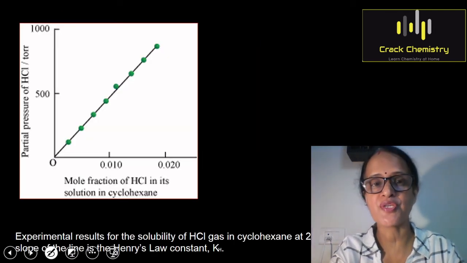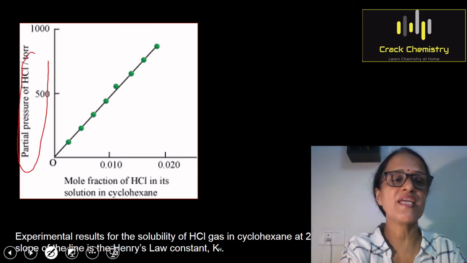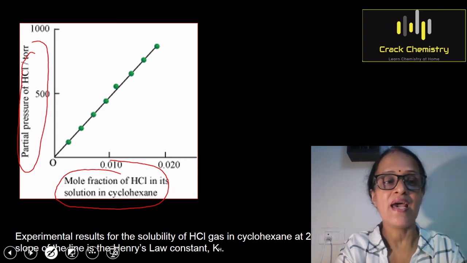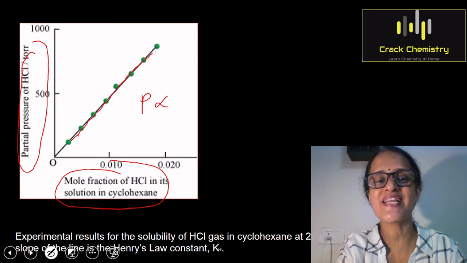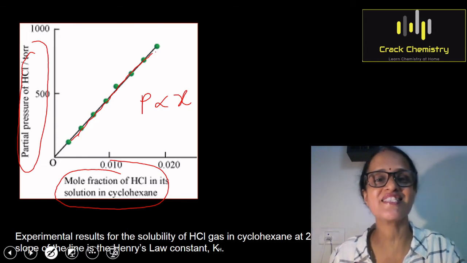Students, the effect of partial pressure on the solubility of a gas in a liquid at a constant temperature is shown with the help of this graphical representation. In this graph, you can see that on the y-axis we have taken the partial pressure of HCl in torr, and on the x-axis we are showing the mole fraction of HCl in its solution in cyclohexane. So you can see that as the partial pressure of HCl above the surface of its solution in cyclohexane increases at a constant temperature, the mole fraction of HCl in cyclohexane also increases. So we can say that P is directly proportional to X. So we can say that the partial pressure of HCl gas above the surface of the solution of HCl in cyclohexane is directly proportional to its mole fraction in the solution at a given temperature.